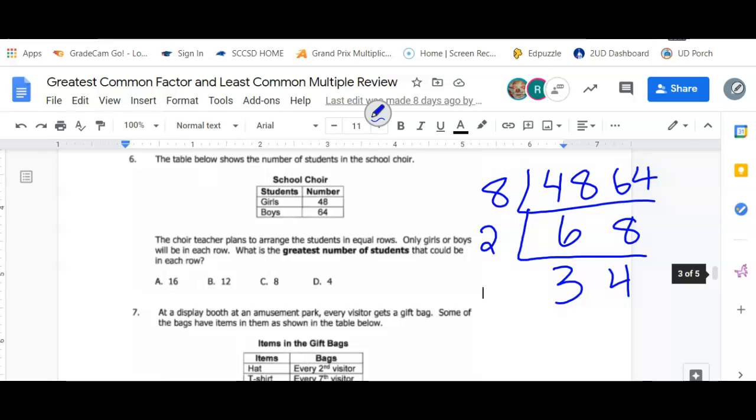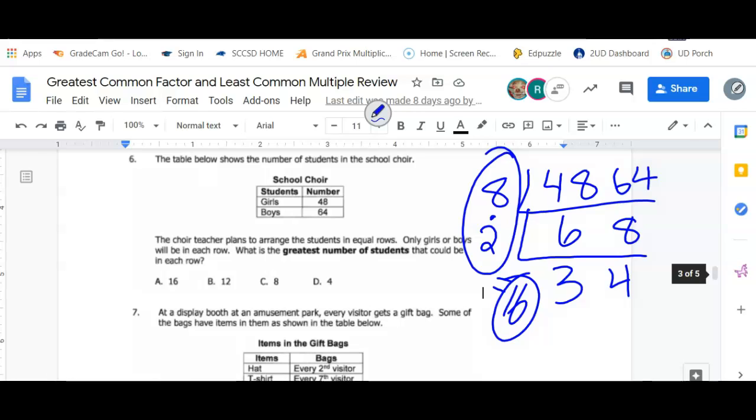So where is your answer for the ladder method for GCF? Annabella. Good. It's everything on the left side. There's more than one number. You multiply them. That means we have 16 students in each row.